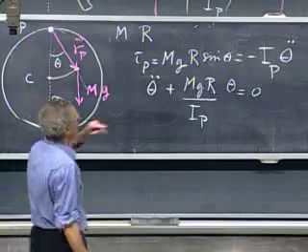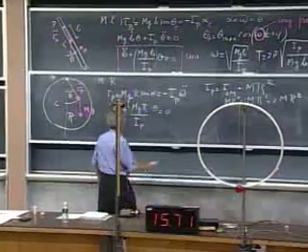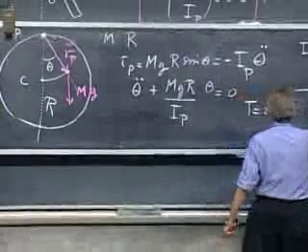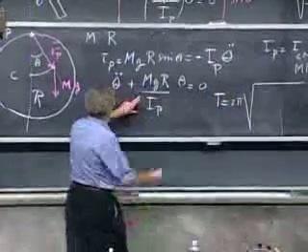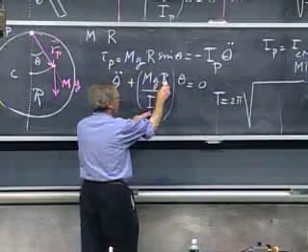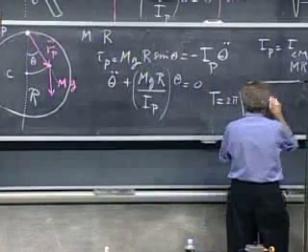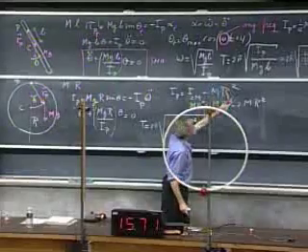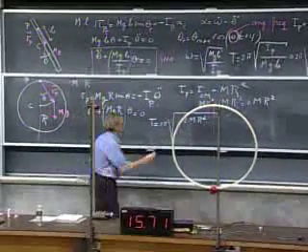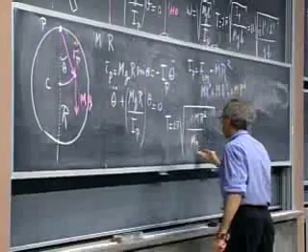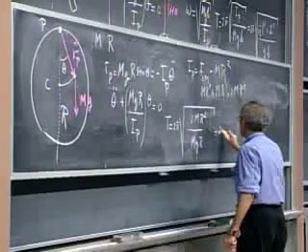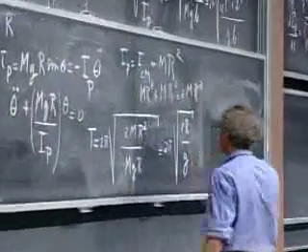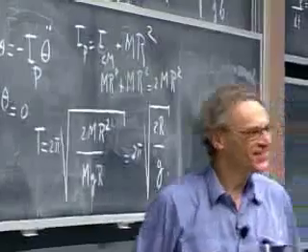Simple harmonic oscillation in theta with exactly that same solution. But now we get, as a period, 2 pi times the square root of IP divided by mgr. But IP is 2mr squared. You see, IP divided by mgr. And that is 2 pi times the square root of 2r over g. And that is a cute result.